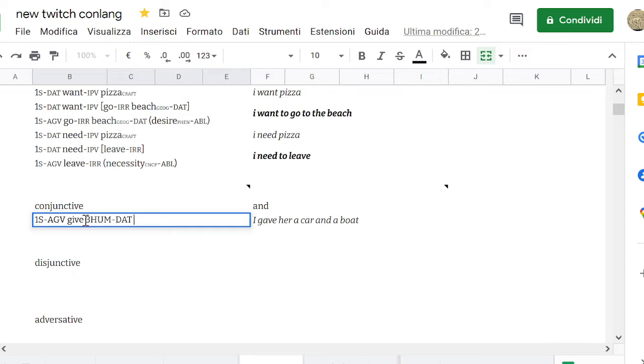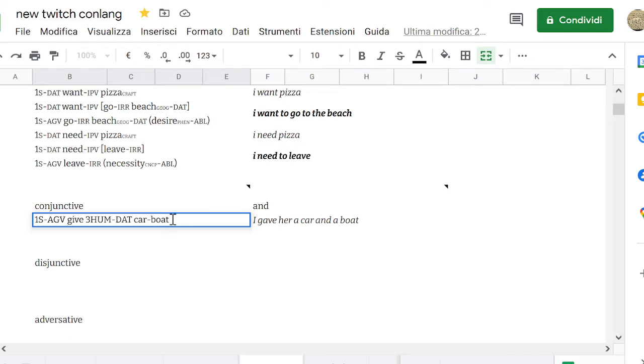And both the car and the boat are the patient. They are the thing that we're giving. They're technically called the theme when we're talking about ditransitives, but in this language, we are treating them the same. So that means we're not marking them for any case. So we're just going to have car and boat. Now, how do we coordinate these? This is the question. How in this language do I want to coordinate these?